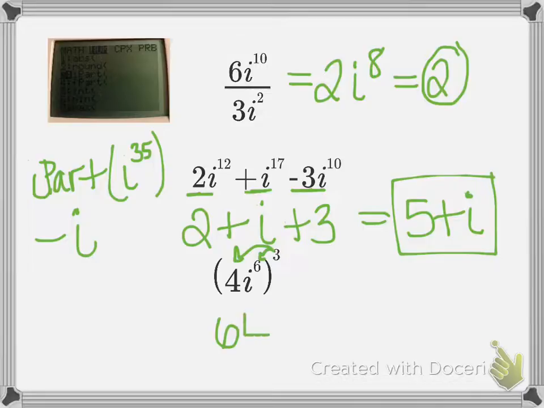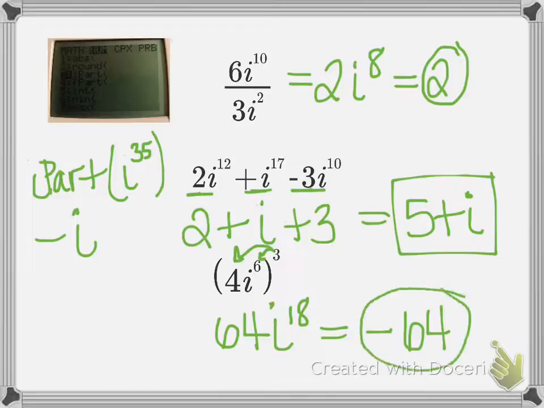And the rule when you're dealing with powers, if I have one power to another one, I multiply them. So this is i to the 18th. So now, again, I'm going to go to my i part menu, and I'm going to type in 64i to the 18th. And you should get negative 64.